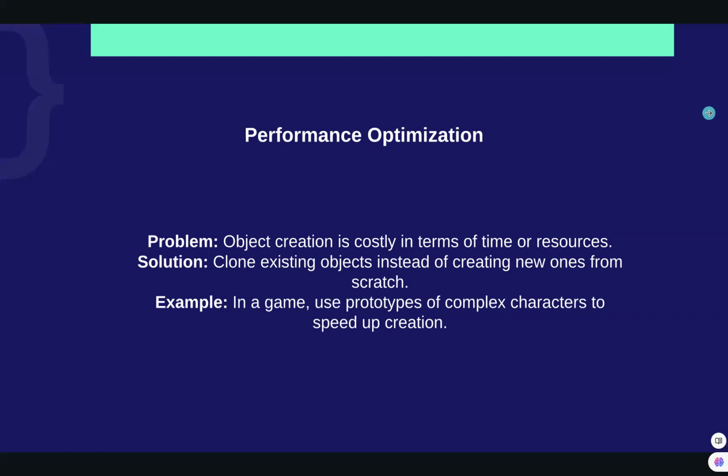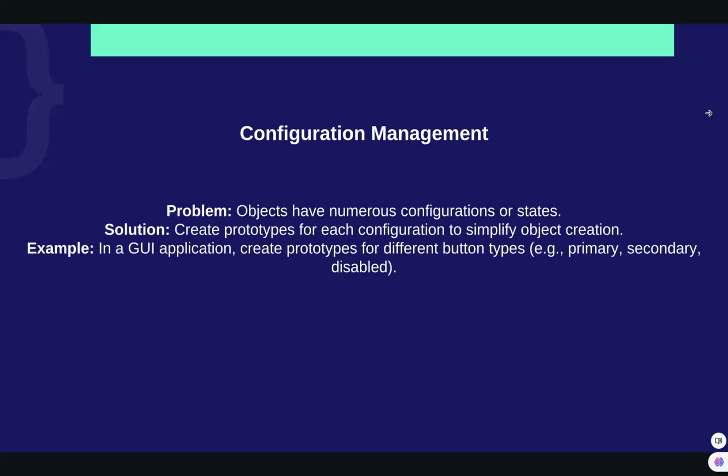For the second one, we have the configuration management. In a complex graphical user interface application, there are various button configurations such as primary, secondary, and disabled buttons. Instead of manually configuring each button every time, you can create prototypes for each type of button. By cloning these prototypes, you simplify the object creation process and ensure consistency across the application.